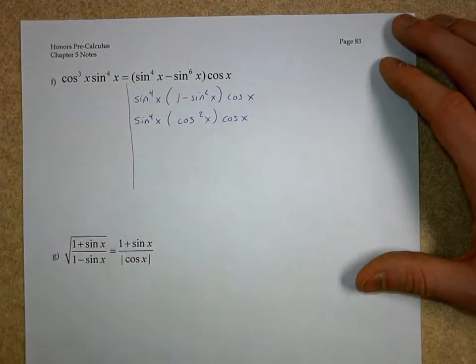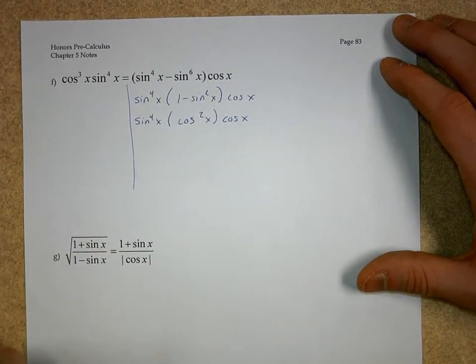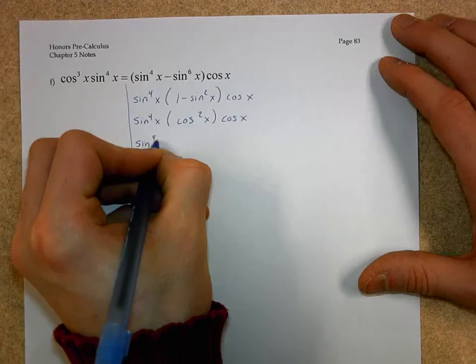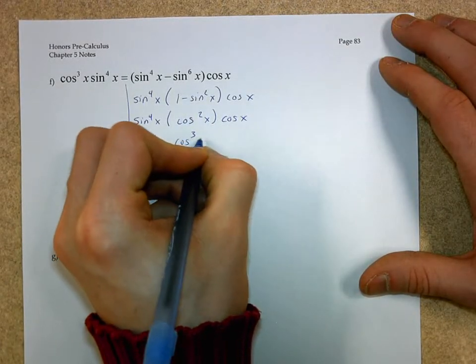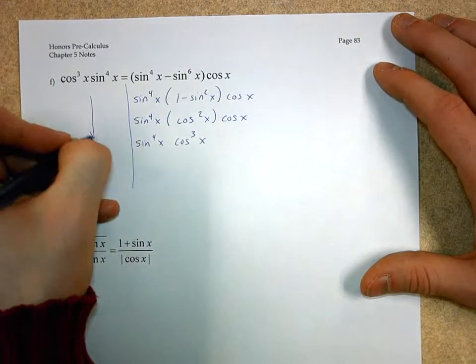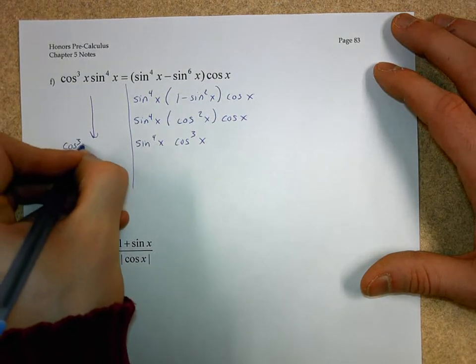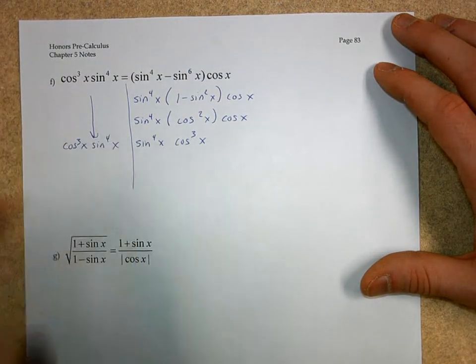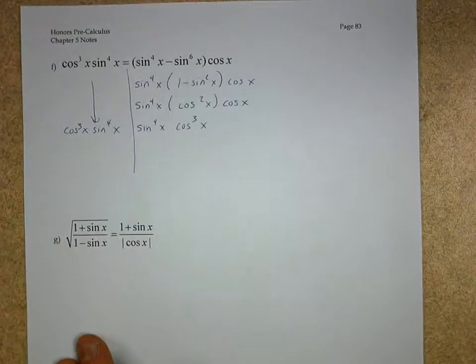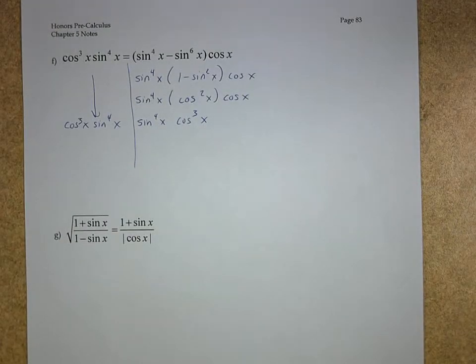And now that I've got a whole long row of terms I'm just multiplying, I'm going to combine my common terms, which gives me the expression I was looking for: sine to the fourth of x times cosine cubed of x.